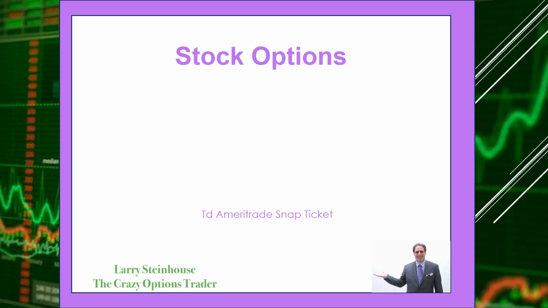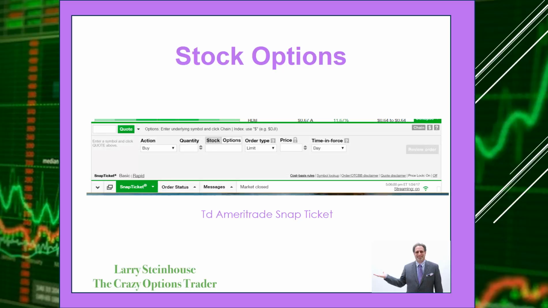Okay. So there's something on TD Ameritrade called a snap ticket. It's actually at the bottom of your screen. If it's not up, you just hit this button right here called Snap Ticket, and then you'll be able to open it up and see what you're seeing right now. And then what we're going to do is go to what's called the options chain. And I'm going to talk about what an options chain is.